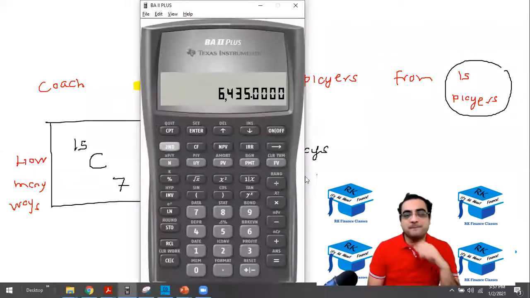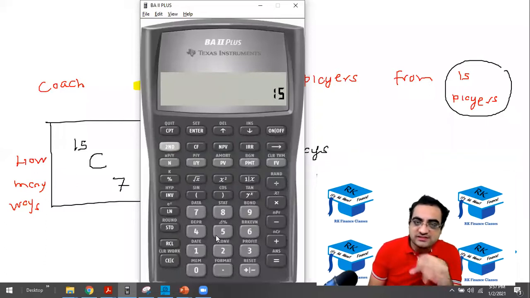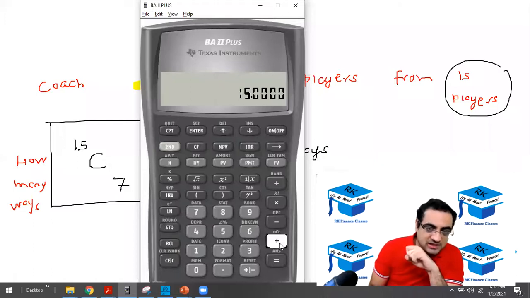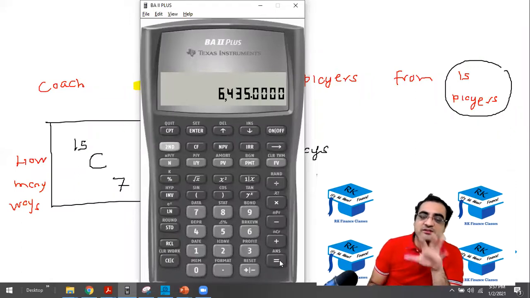I repeat it. 15, for C, press second and this button plus, that is C, because NCR is written above it, that is C, and press 7 equal to. It could be done in 6435 ways.